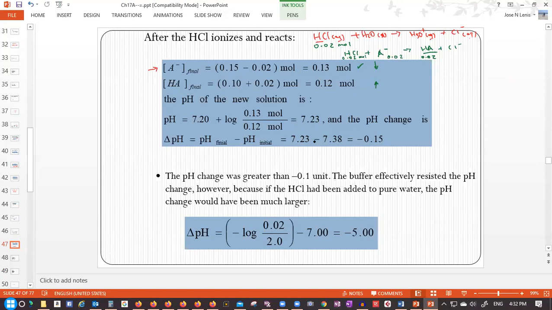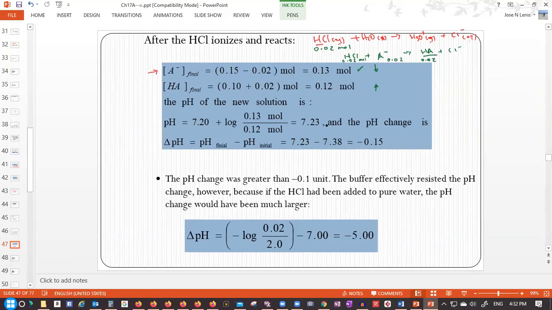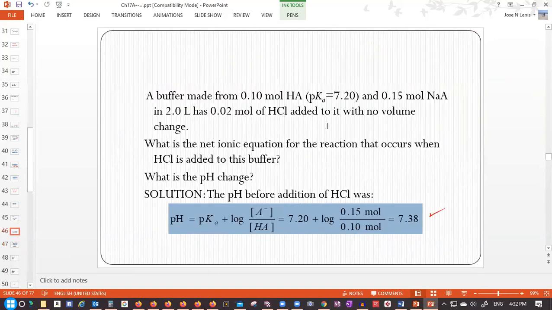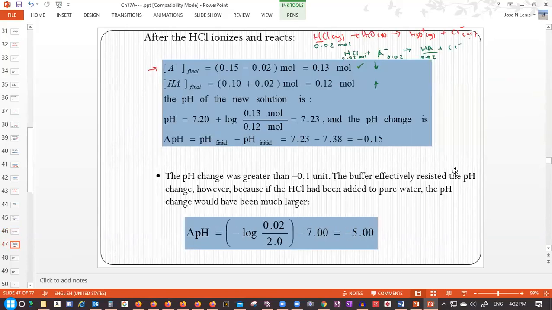So the pH went down to 7.23, because the pH of the buffer was 7.38 before the addition of the acid. Once we add the acid, the pH went down a little bit, so the change was 0.15, which is great. Basically, very little change in the pH of the buffer after you add that many moles of strong acid.